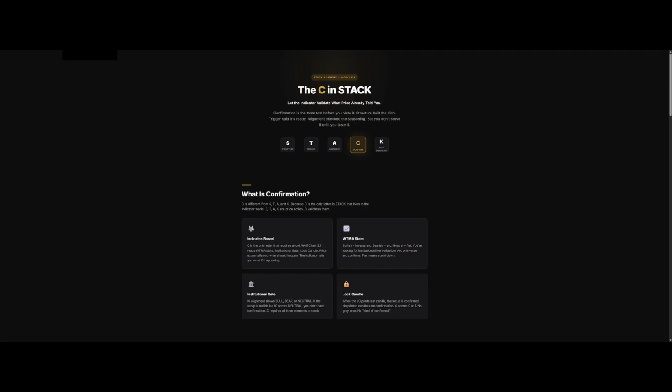When those three stack up, your C scores a 1. When they don't, the C scores a 0. No gray area, no kinda confirm. It's binary. C is the taste before you play it.